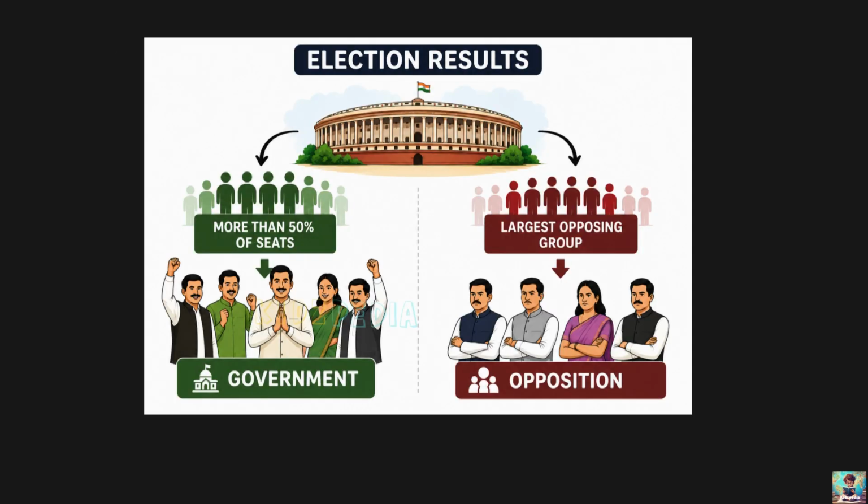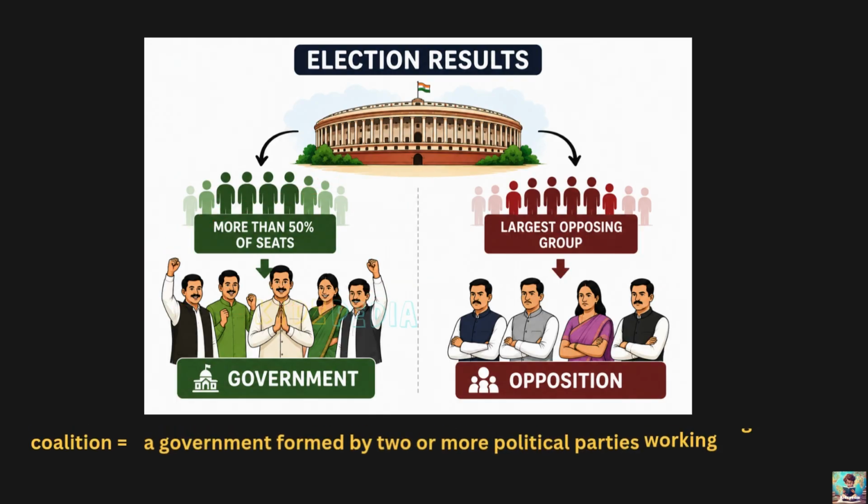After the elections, the party or coalition of parties that gets more than 50% of the seats forms the government. Coalition means two or more parties join together to form a government. Suppose no single political party gets enough seats to form the government on its own. In that situation, two or more parties may come together and join hands to form the government. This group of parties is called a coalition.